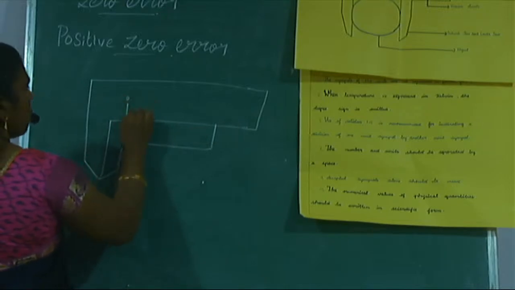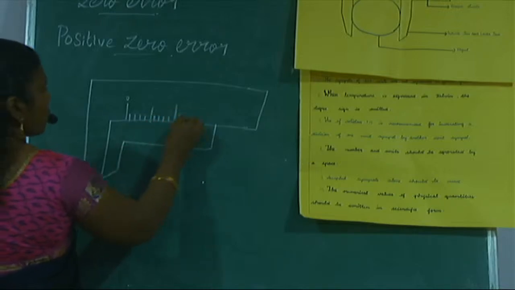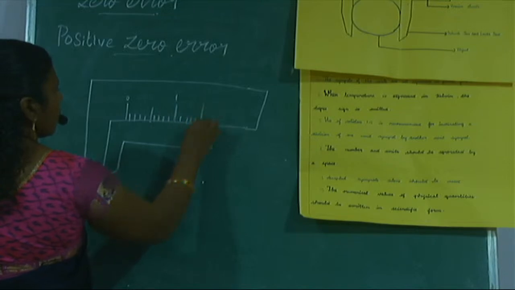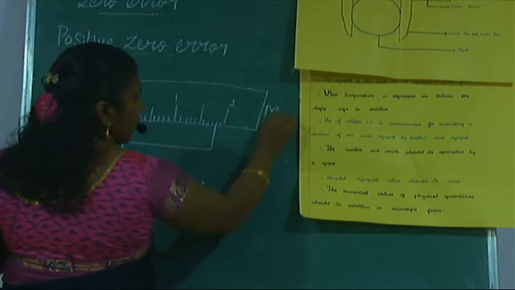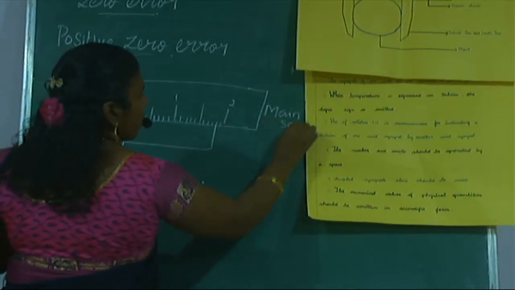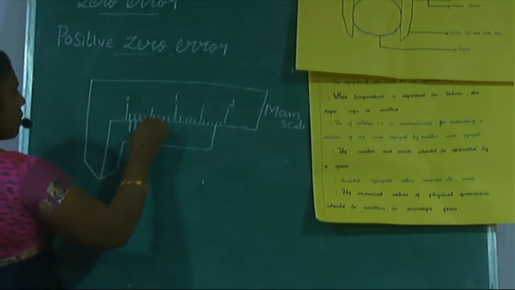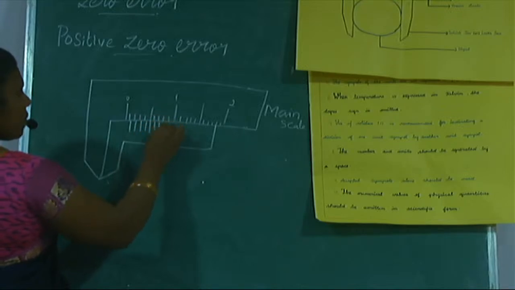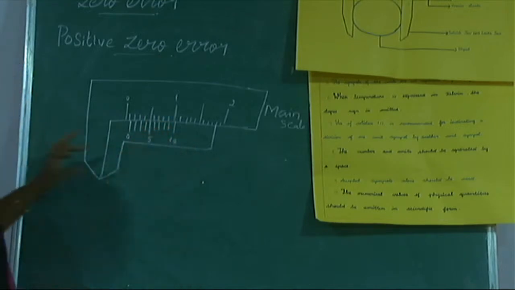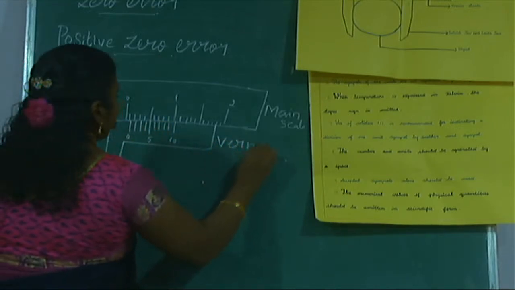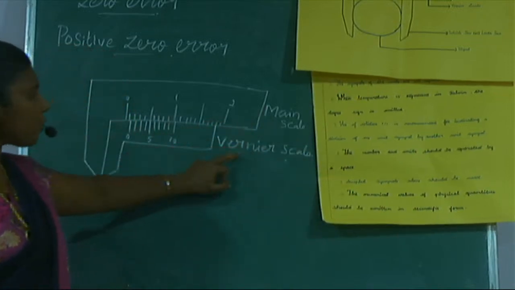Suppose here 0, here 1, then 2, like that going on. This is which scale? Main scale. This is the main scale. The Vernier scale has 10 divisions. So here 0, here 5, here 10. So there are 2 scales here, the main scale and the Vernier scale.